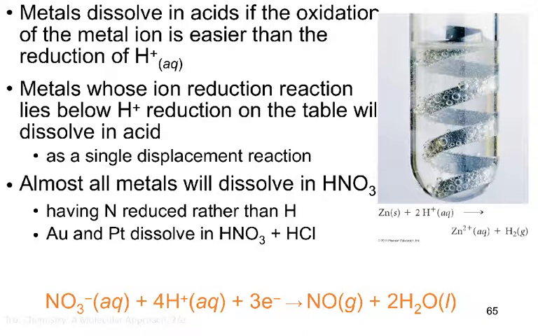And then one more random note here. Silver and platinum will dissolve in a mixture of nitric acid and hydrochloric acid. That's called aqua regia. I happen to like history, so a historical note.